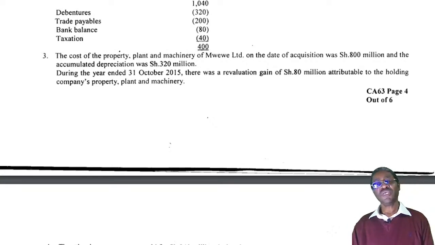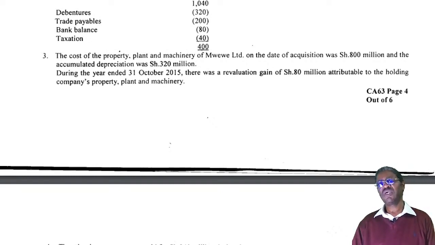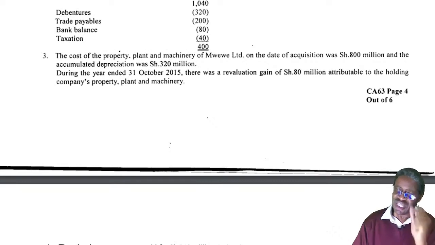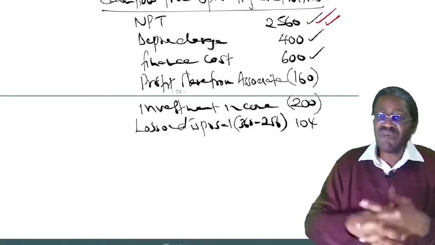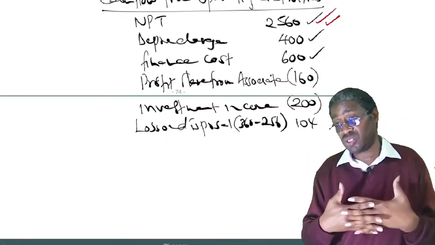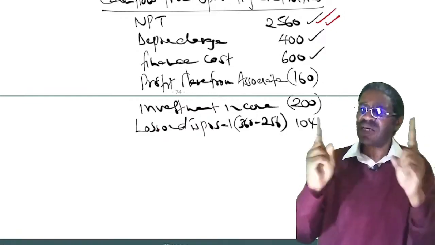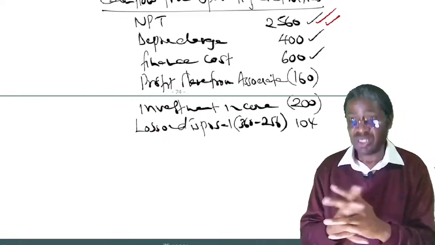Then we are told, during the year ended 31st October 2015, there was a revaluation gain of 80 million attributable to the company's property, plant, and equipment. Now, some students, listen. Yes, there was a revaluation gain of 80 million. Some students, when I ask them to give me other non-cash items, normally give me that revaluation gain or revaluation loss. Listen, as much as it's true, the revaluation gain or loss is a non-cash item.